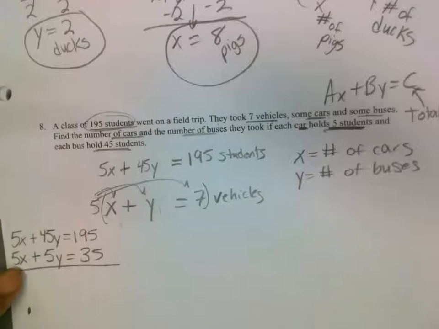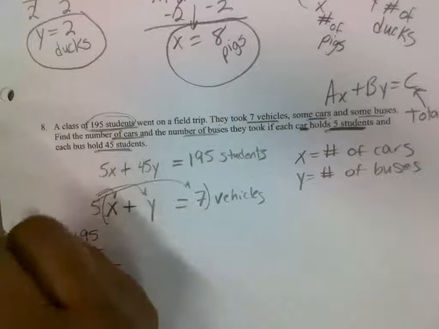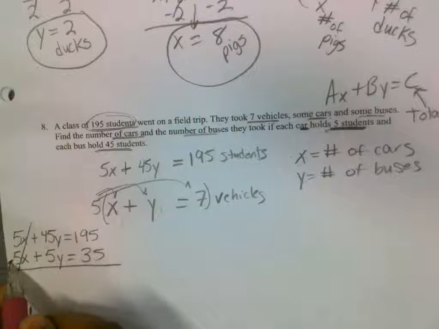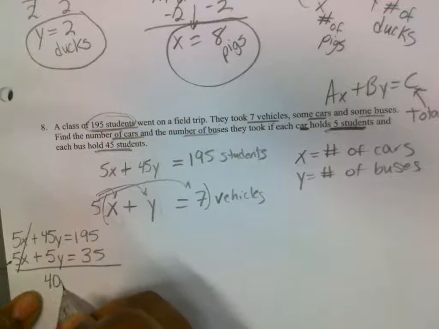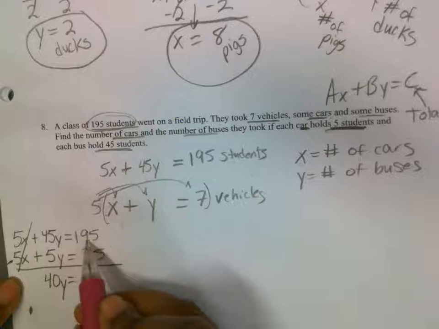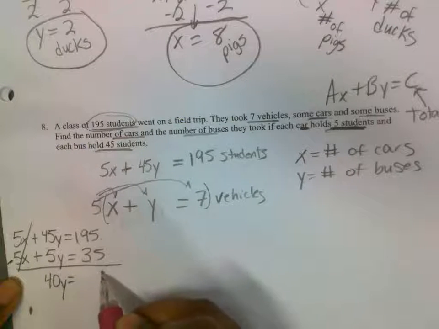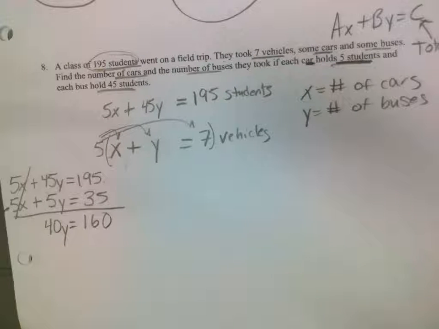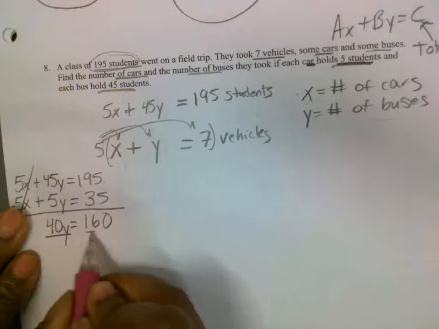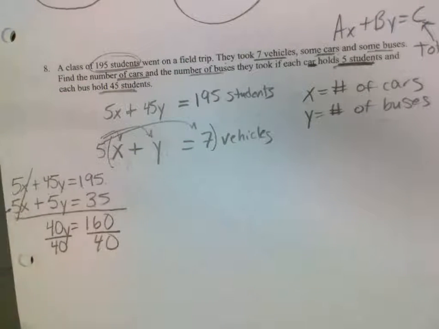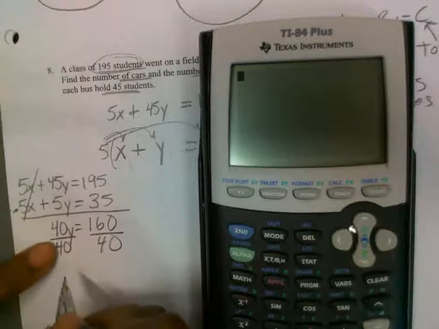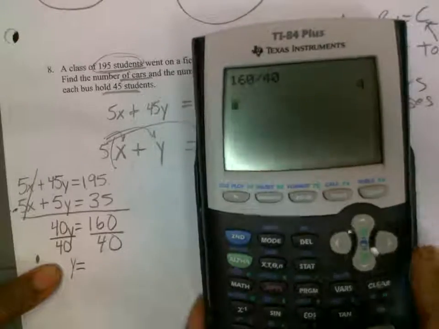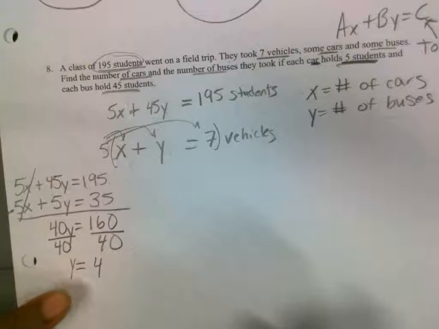Now I'm going to use subtraction so that I can eliminate the x's. So I'm going to subtract. So I have 5x minus 5x gives me 0. 45y minus 5y is going to be 40y. And then 195 minus 35 is going to give me 160. Now what am I going to do to solve for y? Good. Divide both sides by 40. So you have 40 divided by 40 gives me 1y. And 160 divided by 40, that gives us 4. So that means there are 4 buses.